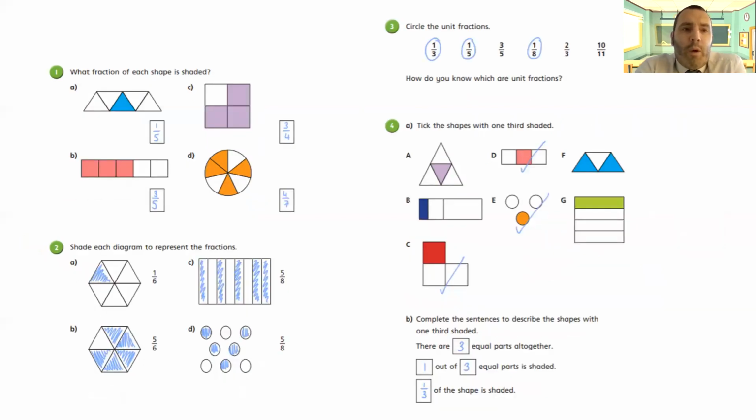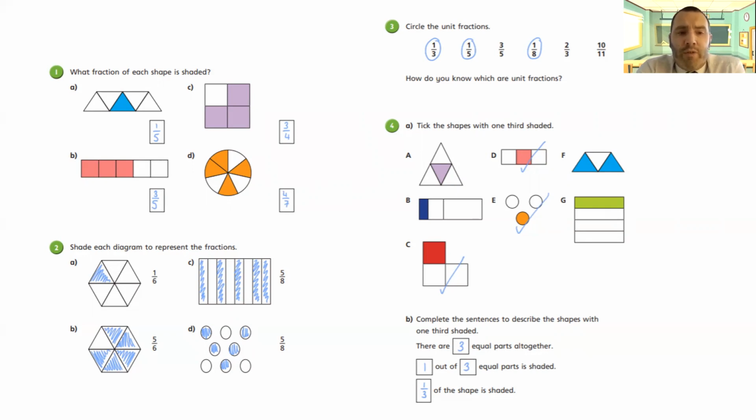So, question 1, part A, 1/5 is shaded. B, 3/5, so 3 out of the 5 are shaded. C, 3/4 are shaded. D, 4/7 are shaded. So we need to count the number of parts that our shape's been split into. That gives us our denominator. And we count the number that are shaded, which gives us our numerator.